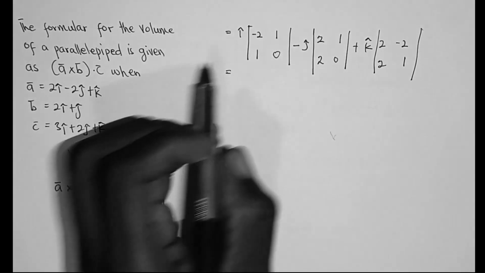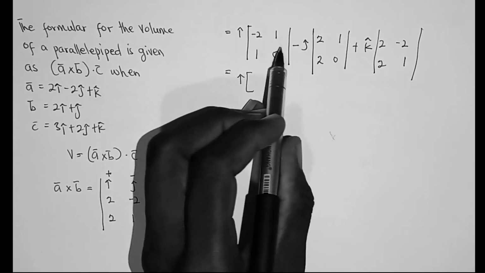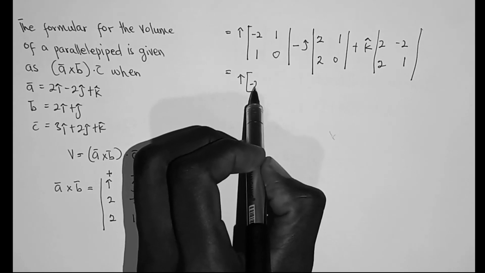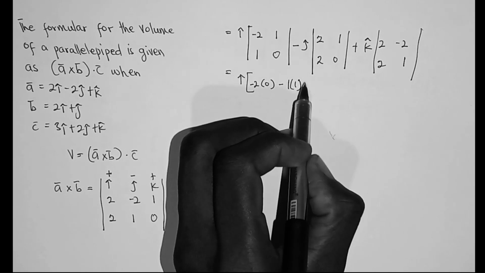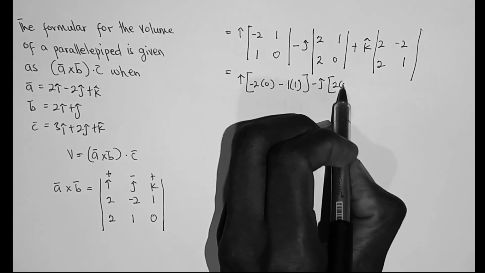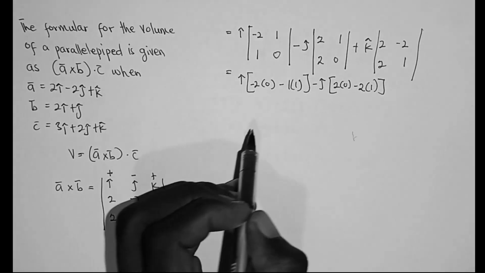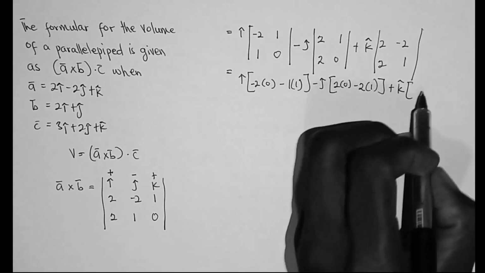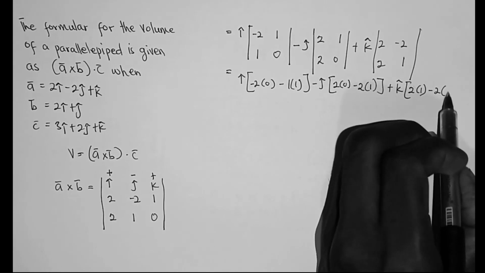So this is equal to I. Then you multiply the leading diagonal and subtract it from the multiplication of the other diagonal. So this becomes minus 2 times 0 minus 1 times 1. Then minus unit vector j, 2 times 0 minus 2 times 1. Then plus unit vector k, 2 times 1 then minus 2 times minus 2.